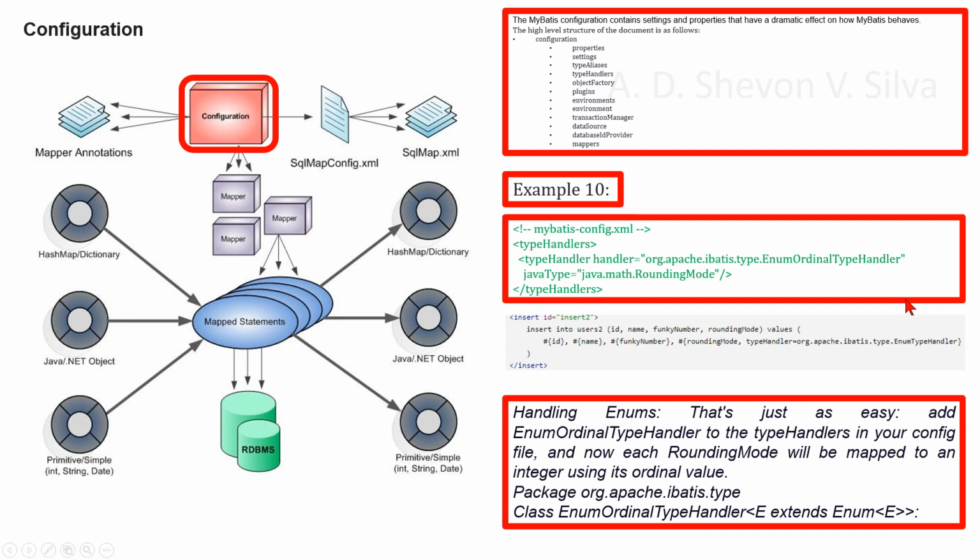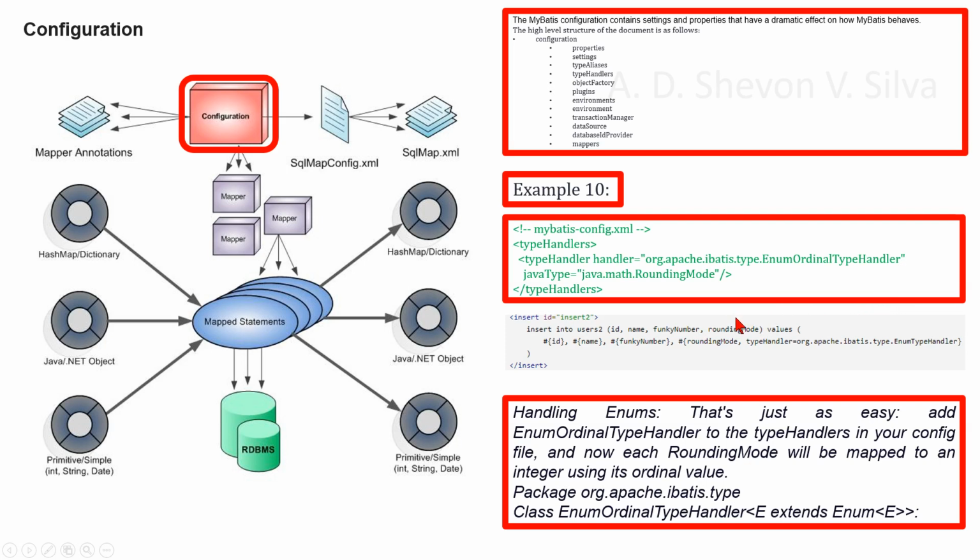That's just as easy as adding the enum ordinal type handler to the type handlers in your config file, and now each rounding mode will be mapped to an integer using its ordinal value. But what if you want to map the same enum to a string in one place and to an integer in another?